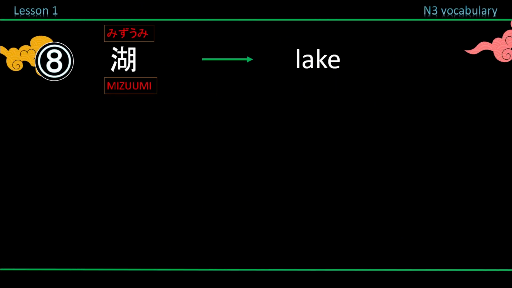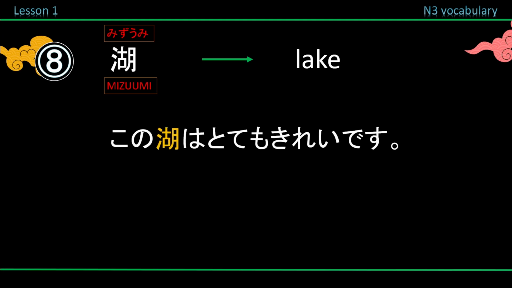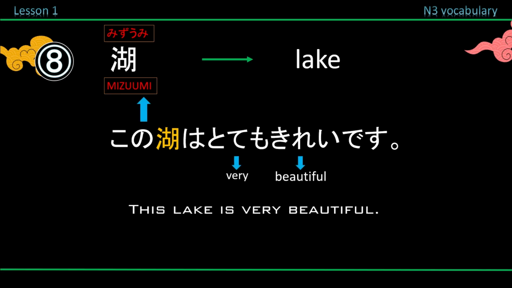Next, we have the word mizuumi. It means lake. But be careful, don't confuse it with ike, which means pond. Now let's look at an example sentence. この湖はとてもきれいです. This means this lake is very beautiful. On the screen, you will see the English meaning of totemo and kirei. Now, here is a quick question for you. Can you guess the kanji written below? If you know the answer, go ahead and leave it in the comment section.